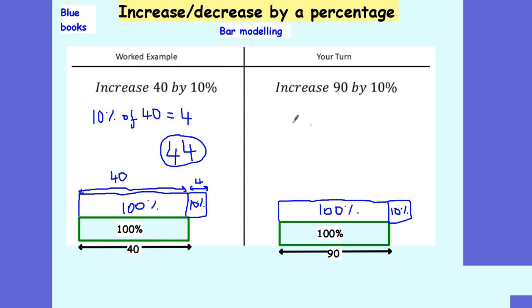This time my 10% is going to be 9. So this little section I'm adding on here is 9. The original section here was 90. So altogether I've got 90 plus 9, which gives me 99.